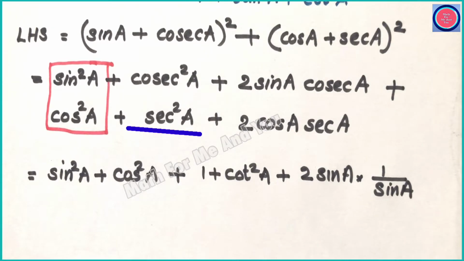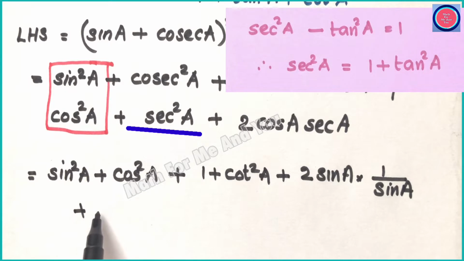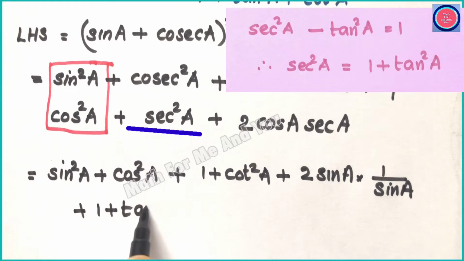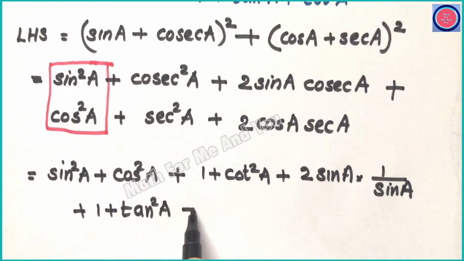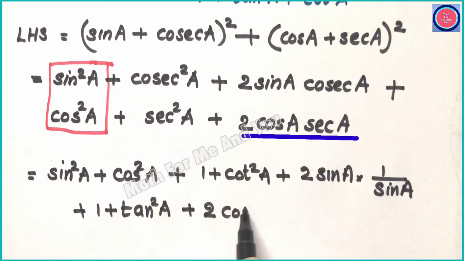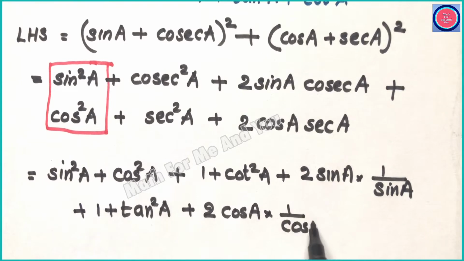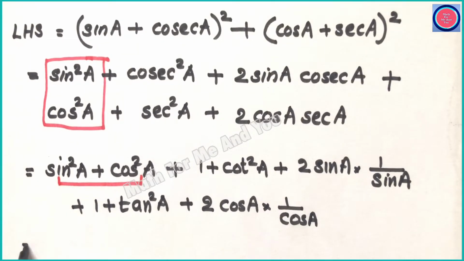Plus the next term is sec square a. We have studied the identity sec square a minus tan square a is equal to 1. Therefore, sec square a is equal to 1 plus tan square a, plus next is 2 cos a times sec a. So we write 2 cos a times sec a as 1 divided by cos a. In the next step, we can use the identity sin square a plus cos square a is equal to 1. So we are replacing sin square a plus cos square a with its value 1, plus 1 plus cot square a plus 2 sin a times 1 by sin a.